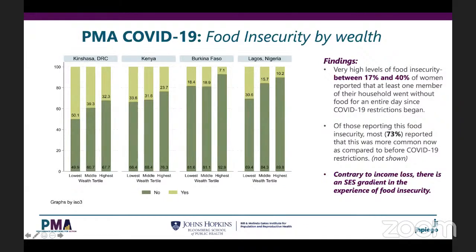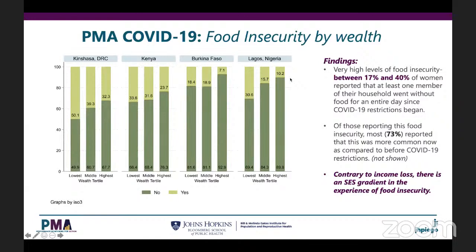This is the total numbers overall in Kinshasa. That was 40% of women who reported that. In Kenya, it was almost 30% of women. And contrary to the income loss graphs, you do see a pretty clear gradient. This is a very clear socioeconomic gradient in terms of who's experiencing food insecurity.